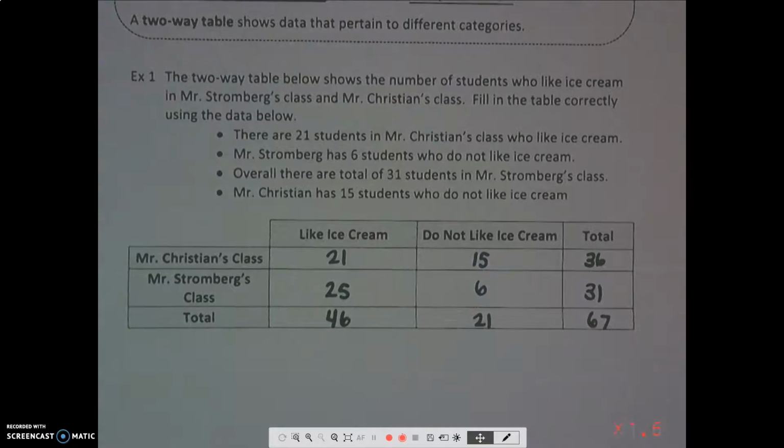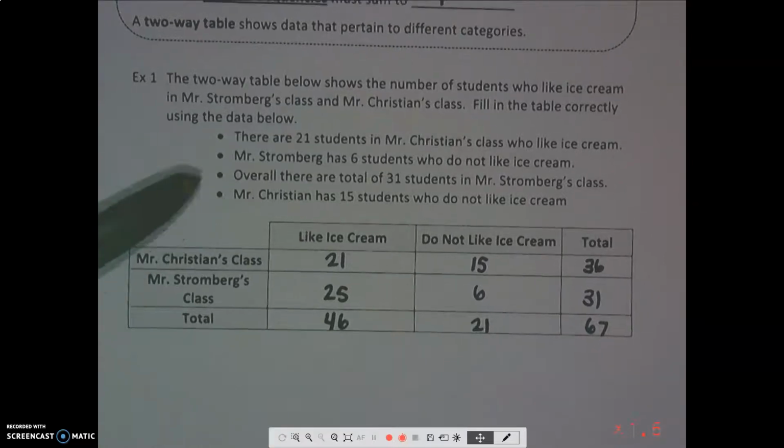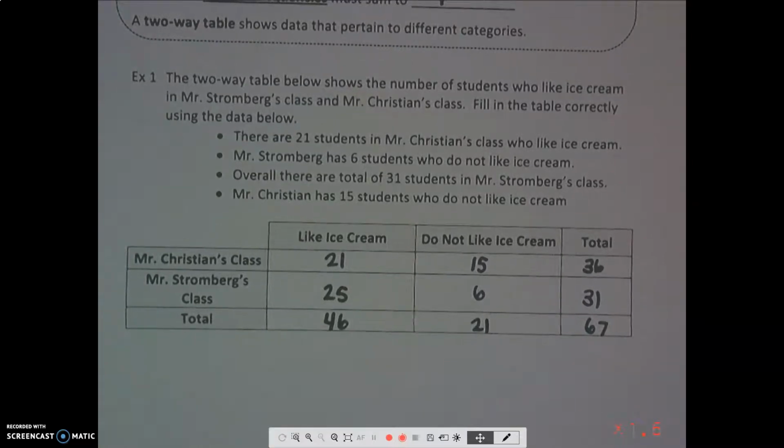Now there's no rhyme or reason in terms of which of those spaces you had to fill out first. Obviously we needed to know the information that I wrote in purple from these pieces of information, and other than that you just have to fill in all of the rest of them.